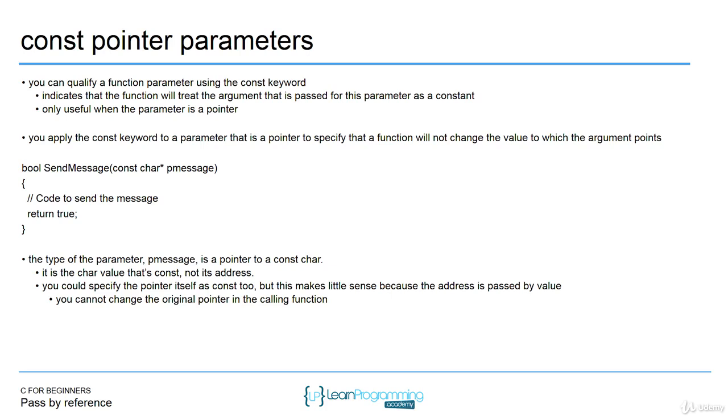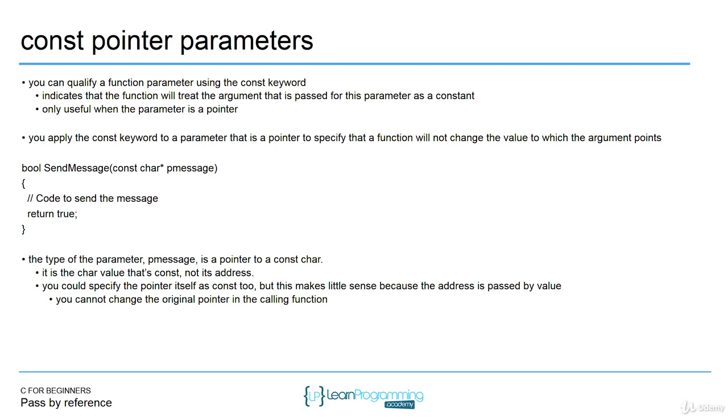Now, you could specify the pointer itself as constant, but this makes little sense because the address is passed by value. You cannot change the original pointer in the calling function. So if you tried to make it so that the address couldn't be changed, what's the point? Because it's passed by value, you're actually making a new memory location to hold that specific address. So if you change it, who cares? It's not going to change it on the outside. You only want to make the parameter a constant so that you don't change the value of what it's pointing to. You can't change the original pointer in the calling function anyway, because it's passed by value, passed by copy.